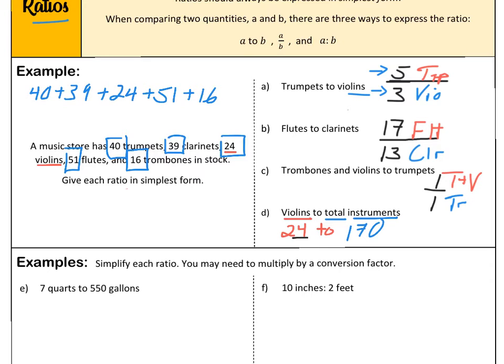And finally, for simplest form, it looks like my only common factor between these two is going to be 2. So my final answer is going to be 12 to 85. And then for my units, the 12 came from the violins, and the 170, remember, came from the total instruments. So the total.